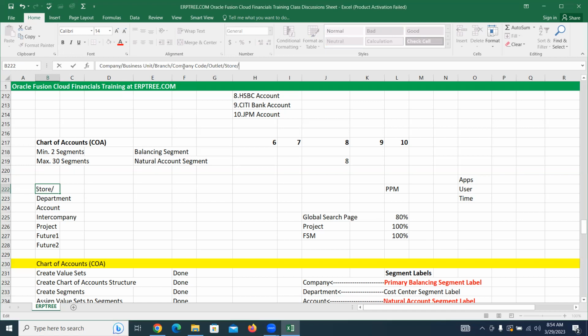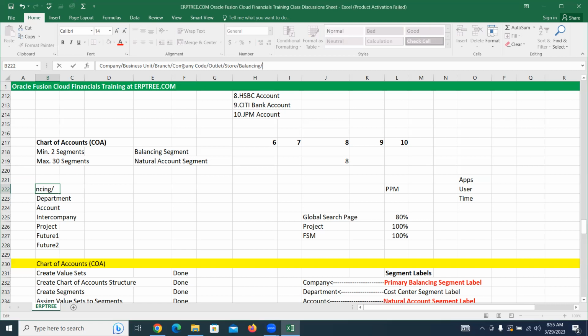Some clients, what they say is, company is my balancing segment. They just always try to have the segment name also as balancing. They prefer to have the naming convention as a balancing. So different naming conventions. Sometimes this segment can be our legal entity also.